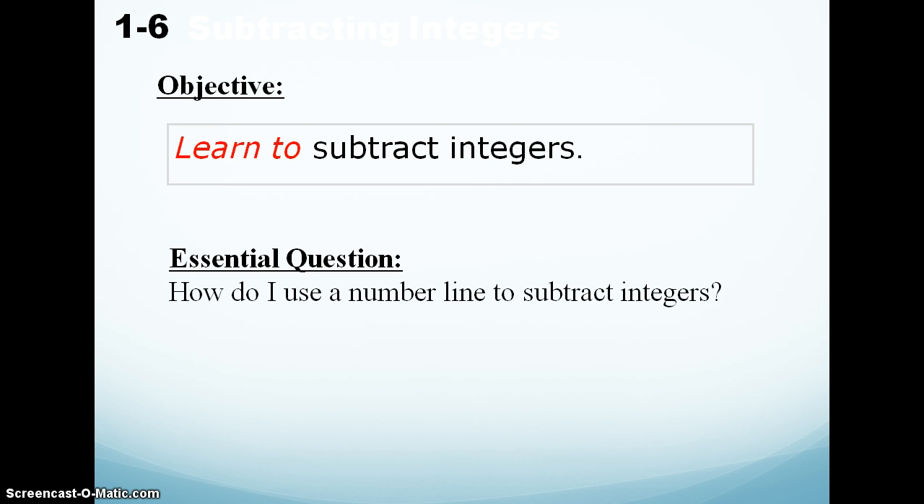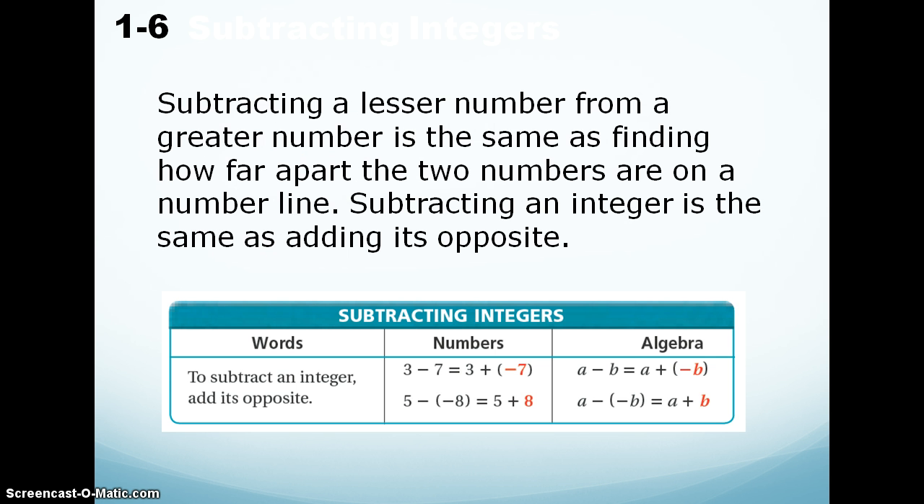Our objective for Chapter 1, Section 6 is to learn to subtract integers. And our essential question is, how do I use a number line to subtract integers? Subtracting a lesser number from a greater number is the same as finding how far apart the two numbers are on a number line. Subtracting an integer is the same as adding its opposite.